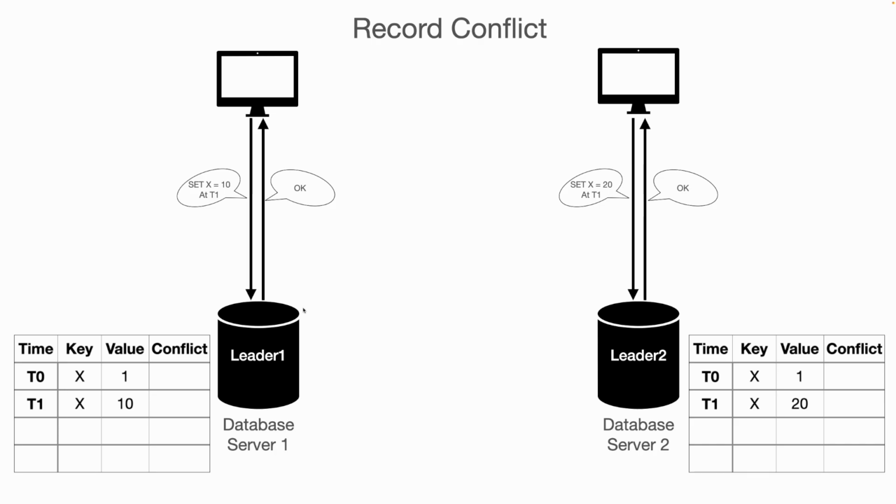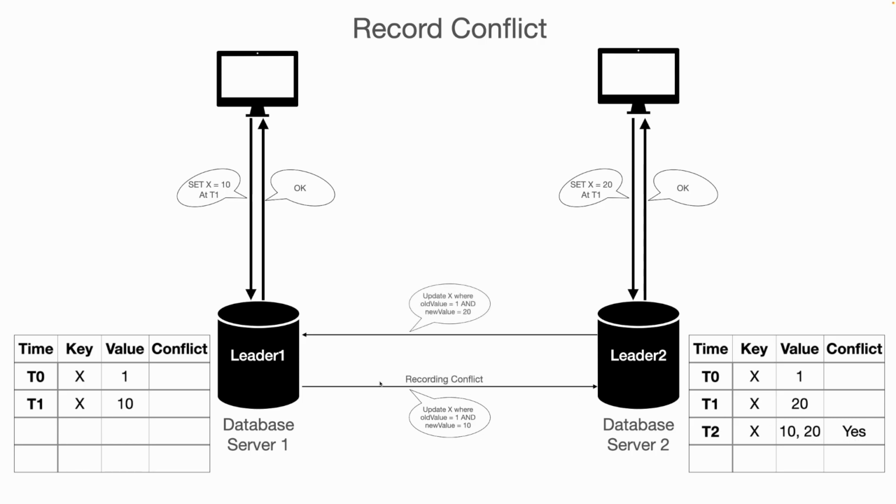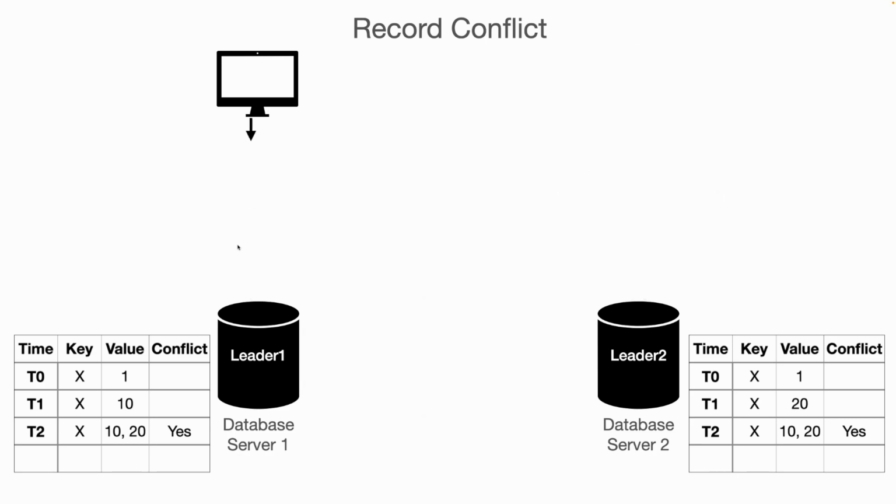Now what happens if leader 1 initiates the sync with leader 2? In that case, leader 2 will persist both values, 10 comma 20, marking this entry as a conflicted one. The same thing is done by leader 1 when leader 2 initiates the sync with leader 1. Now if any client makes a read request, we will return both values, 10 comma 20, with conflict yes.